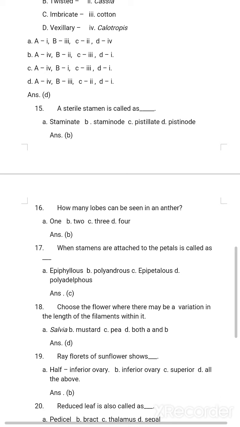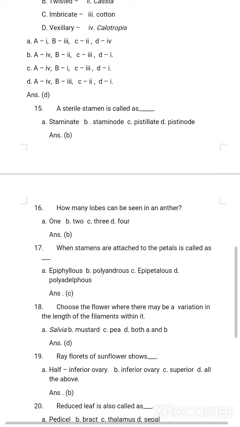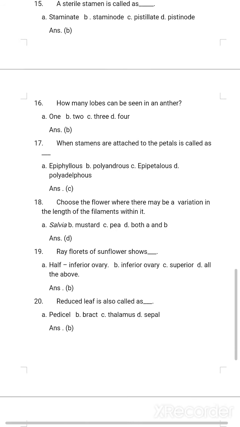Pollen sacs produce pollen grains, which are referred to as male gametes. But a sterile stamen cannot produce male gametes, that is, pollen grains. That type of stamen is called staminode. Understood? So the correct answer is option B. Okay? Now, moving to the 16th question.